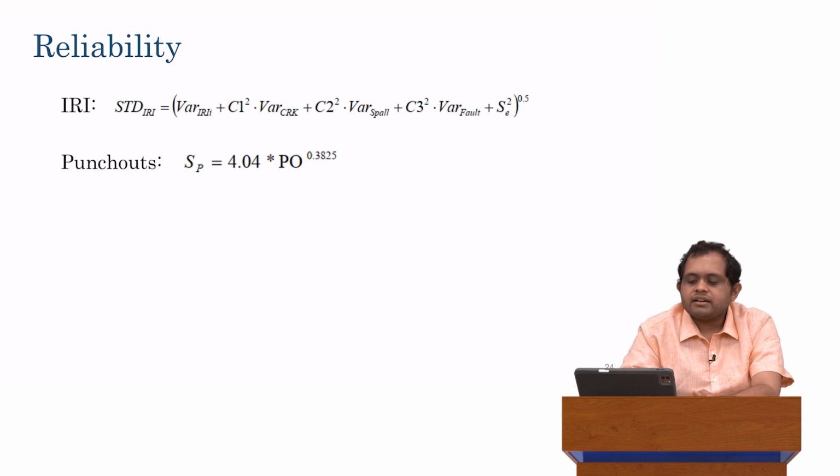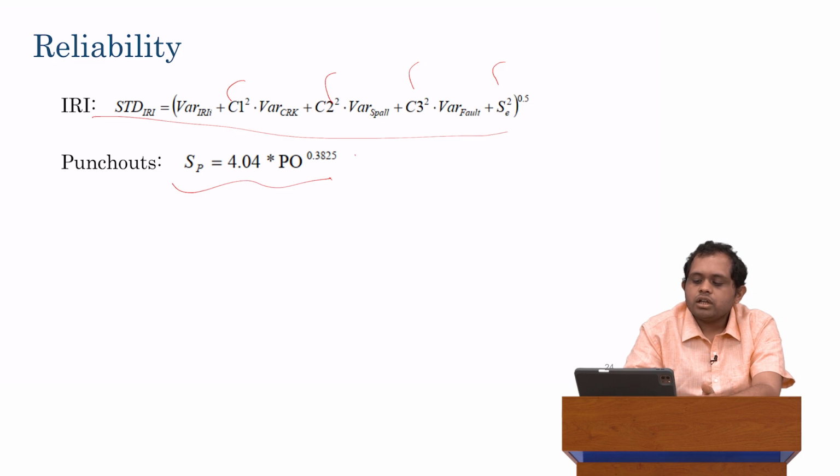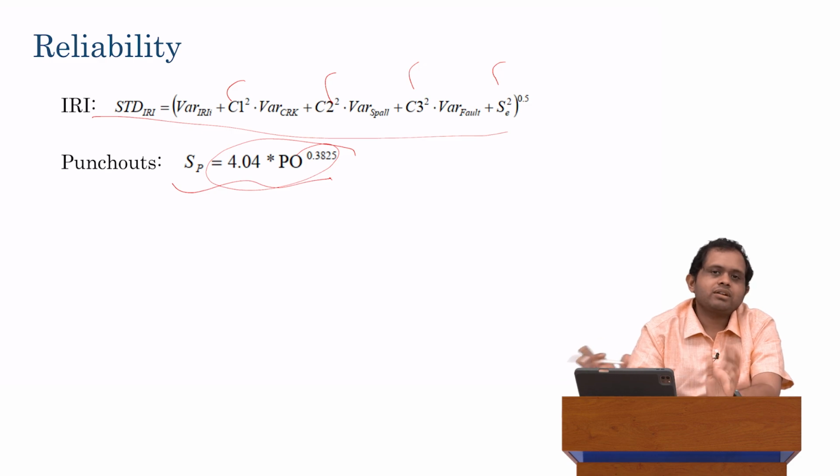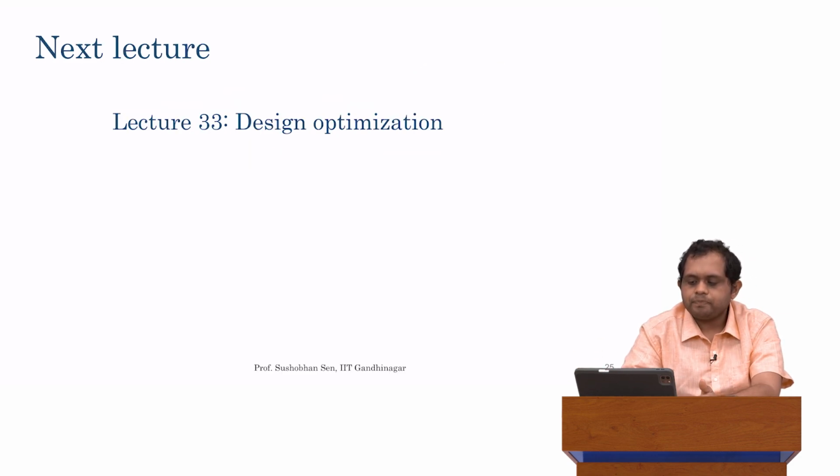And similarly for IRI, they provide this particular function. You see the C1, C2, C3, these are some constants, and this SE, some constants. And then for punch outs, SP, which is the standard deviation for punch outs, this happens to be a power law. So as you see, these are empirical functions. Sometimes it's a power law, sometimes it's an algebraic equation. It's whatever fit best for that particular case.